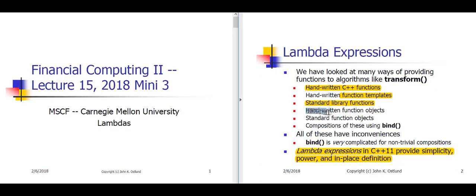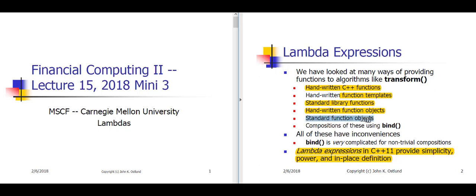You can use handwritten function objects. Here you define a class that contains an overloading of the function call operator. The class may or may not contain some additional state information, such as a value to add or to multiply by. And you can then construct one of these function objects by calling a constructor on the class and use that as an argument to transform or for each or various other algorithms.